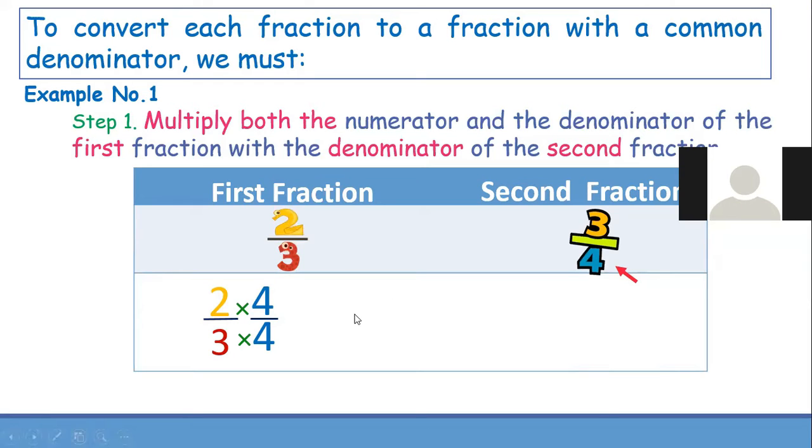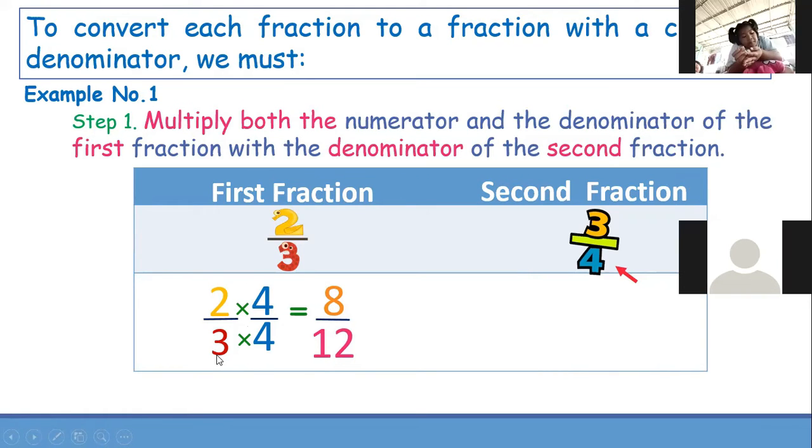Okay, and then let us just multiply 2 times 4, that is 8. Then 3 times 4, that is 12. Okay, so that is step 1. You multiply 2 times 4, 8. 3 times 4 equals 12.